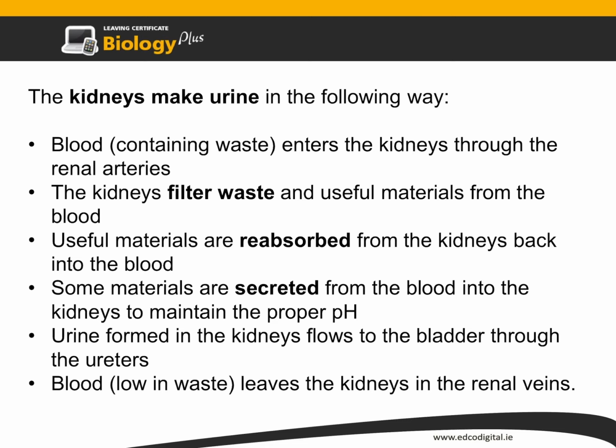Now, there are 3 processes involved in making urine, okay? You have filtration, reabsorption and secretion. Now, you need to know where these 3 stages occur, okay? And what's involved. All right, so blood enters the kidneys through the renal arteries. The kidneys filter the waste, so they remove urea, okay, and salts, but they also filter useful substances from the blood. So those useful substances need to be reabsorbed back into your bloodstream.